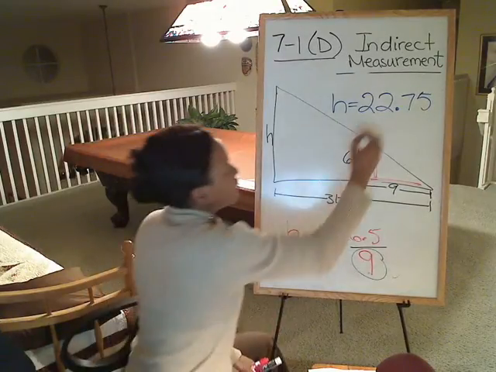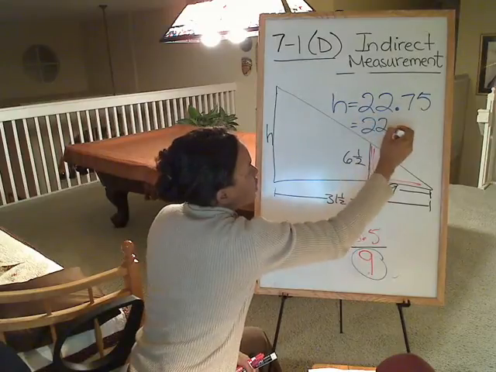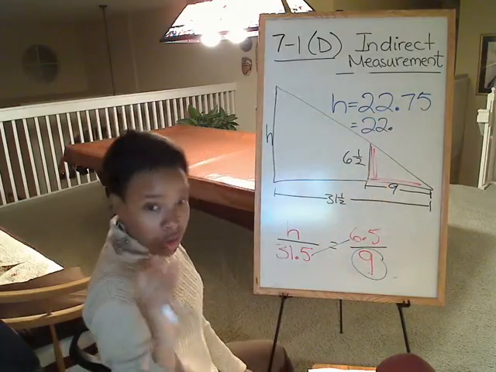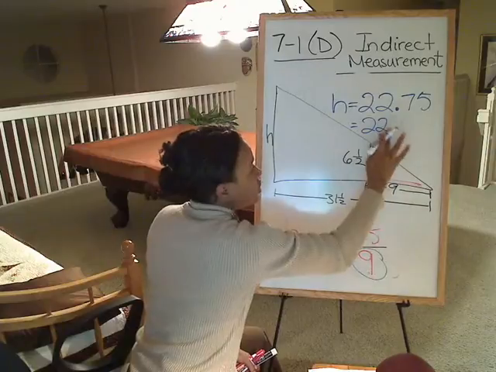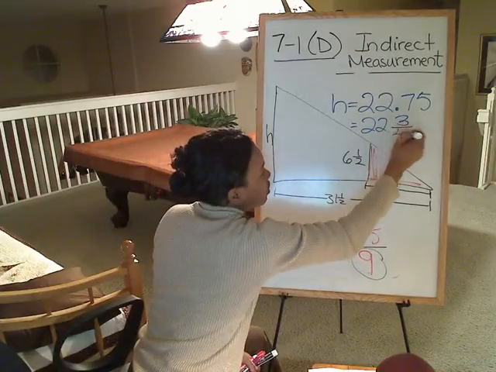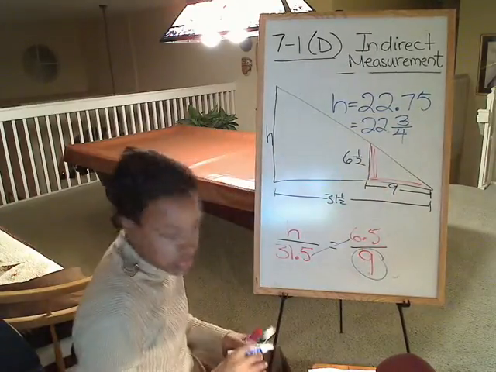And if you wanted to write that as a fraction, 75 cents is 3/4, right? So 75 cents is 3/4, 22 and 3/4. Okay.